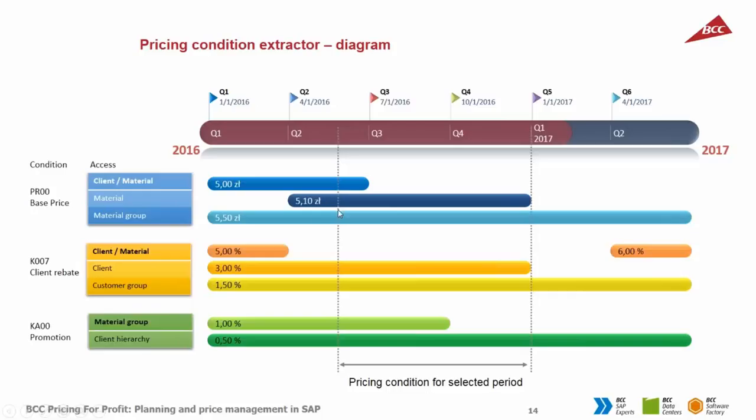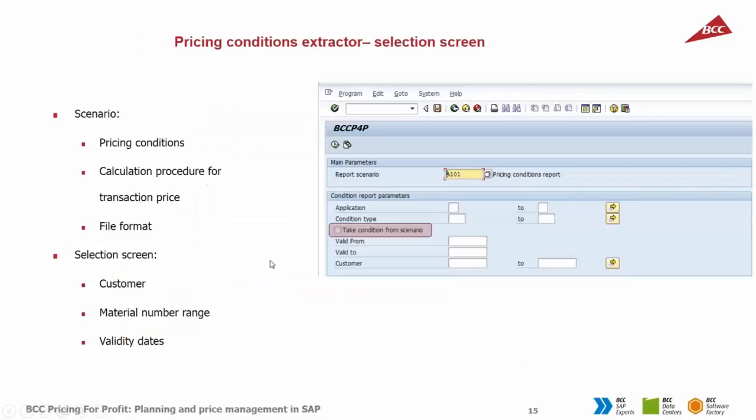The third record is a record amounting to 5 zlotys and 50 groszy in the range of dates from the beginning of 2016 until the second quarter of 2017 for the key material group. And subsequent entries in the table are records for a given key conditions for K007 and KA00, these two. So this is how it looks like.